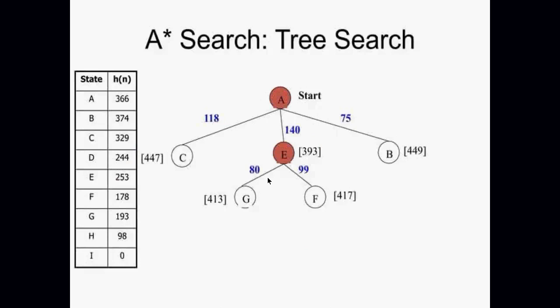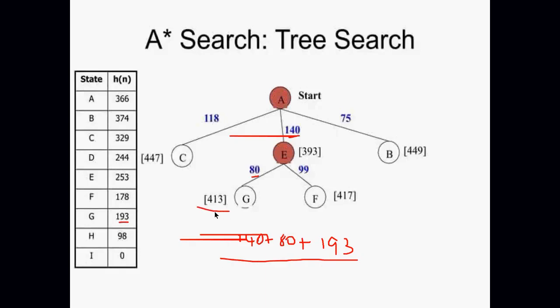And again, what I'm going to do is add the values. So for g of n, I'm going to take 140 plus 80, plus what is the g value here? 193. So altogether you get 413. Can you understand how you get this value? Right? The same way f is being calculated.